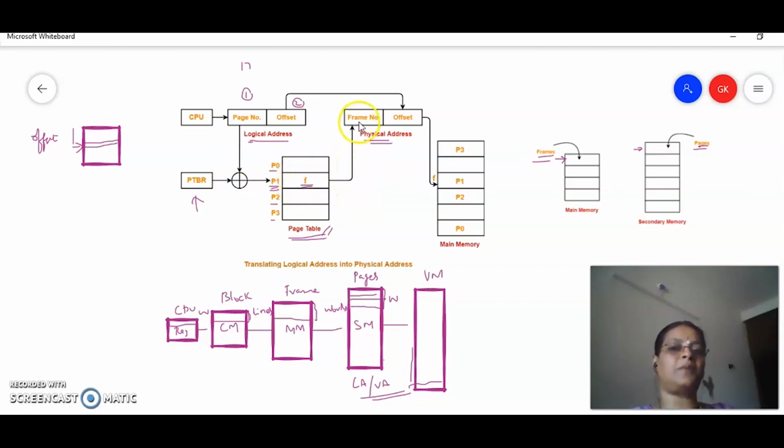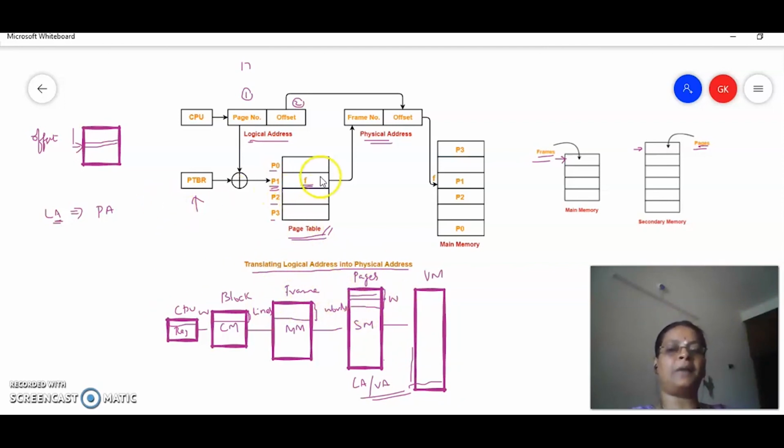So this frame number will be copied to form the physical address. Memory mapping, or translation of the logical address into physical address, actually means that we are trying to convert the logical address into physical address. The logical address is nothing but the address which is available in the secondary memory or in the virtual memory.